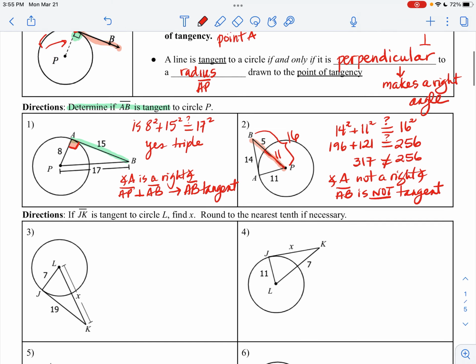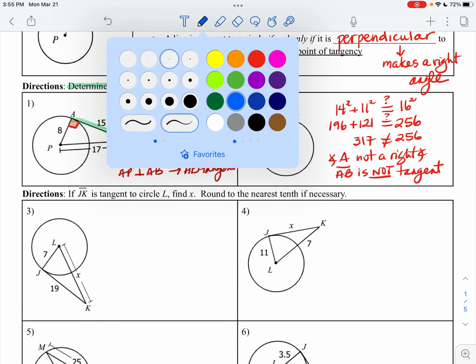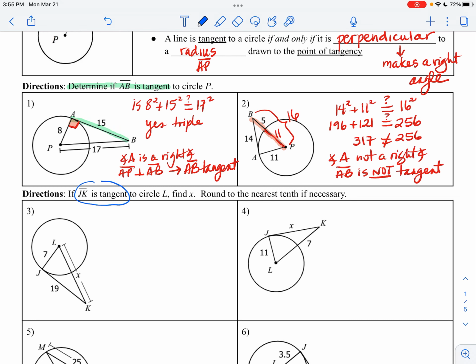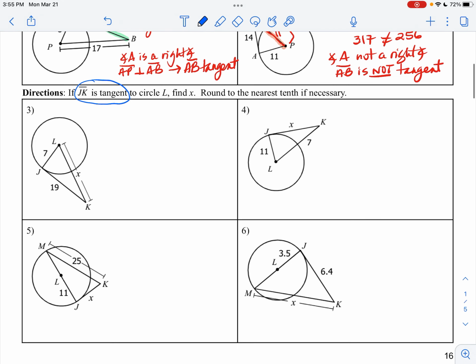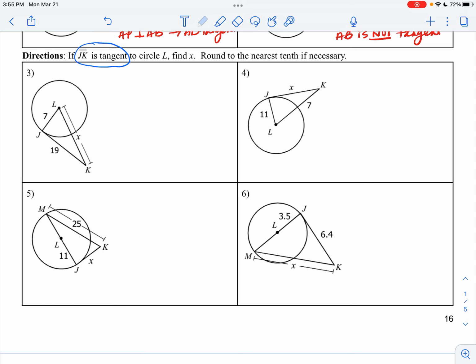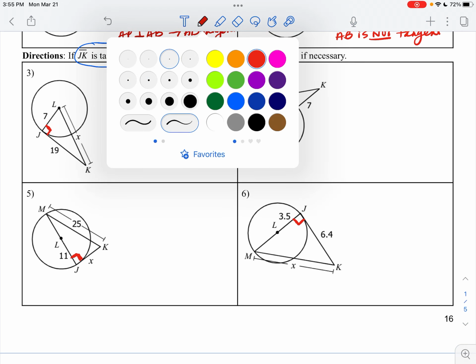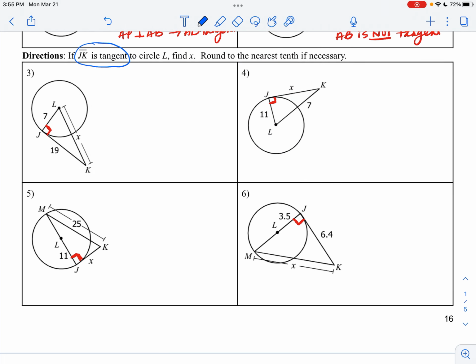All right, in the next set of problems, we are told that JK is tangent. So in each of these cases, we know that JK is tangent. If that is the case, we know that this is a right angle because a tangent is perpendicular to a radius at the point of tangency. This is a right angle. This is a right angle. And this is a right angle. Again, it is given that that is a tangent. So now we are going to use, you guessed it, the Pythagorean theorem to find the measure of x.